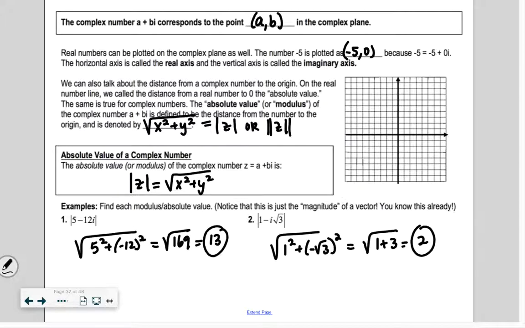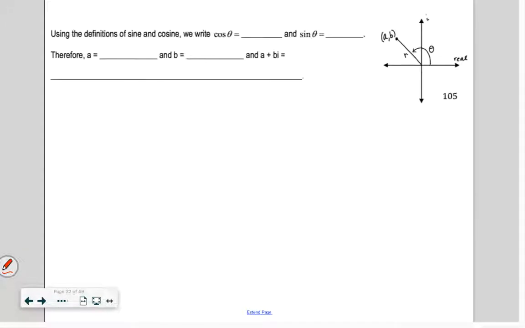The i we just kind of ignore because it's talking about the real part and the imaginary part, and the imaginary part never has the i with it. We're just basically saying if we plotted these points, like if I went over 5 and down 12, what would be this length here? Okay, good so far?